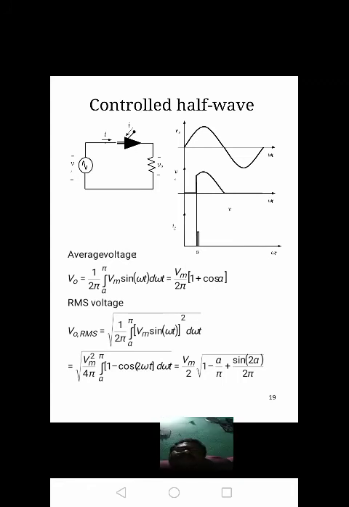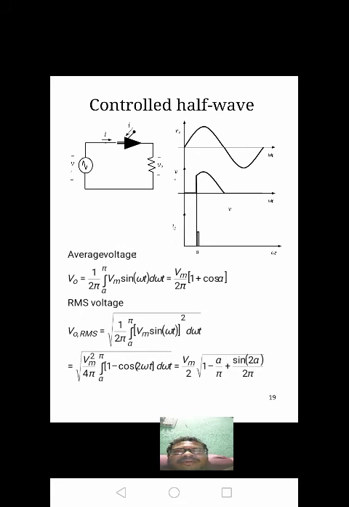In all the previous topics we were discussing uncontrolled half wave rectifiers, but here it is the controlled half wave rectifier. Controlled means we are not using power diodes here; we are using the thyristor. In place of the power diode, we can use a thyristor. In the circuit diagram for the controlled half wave rectifier, we have the source voltage, thyristor, then in series the load resistor R.